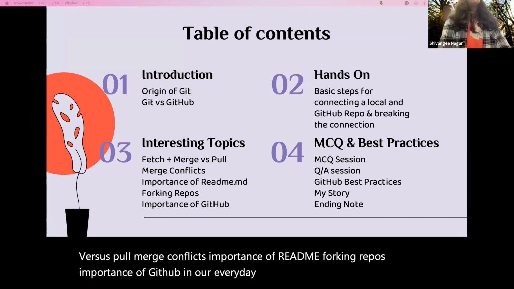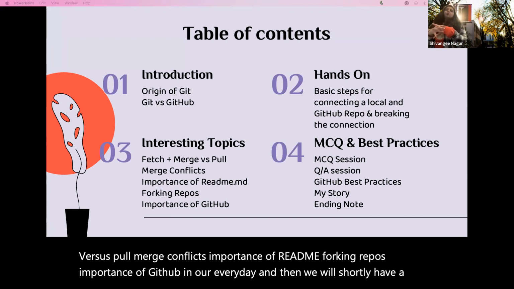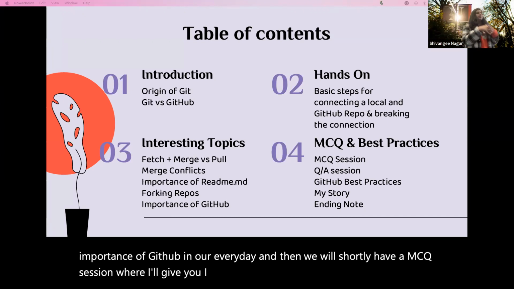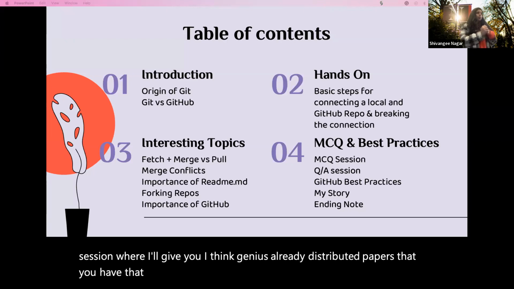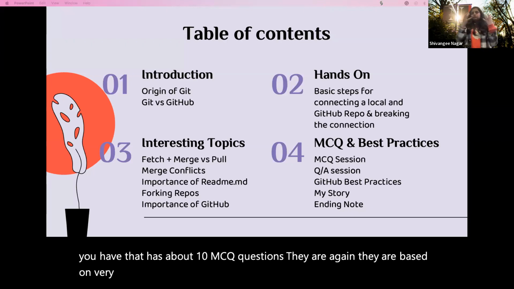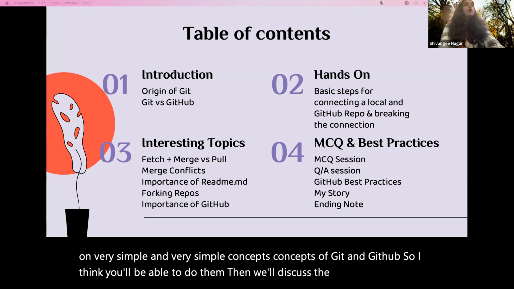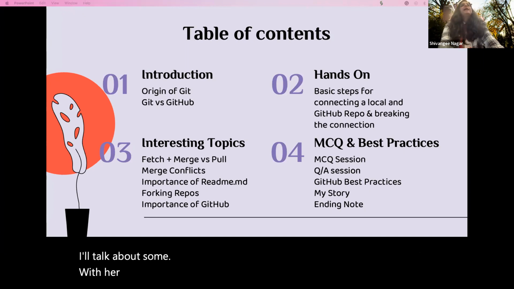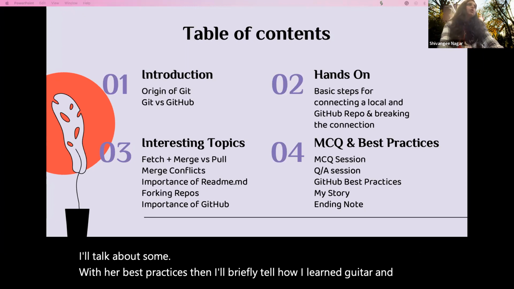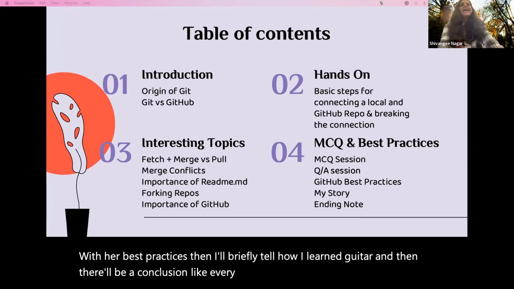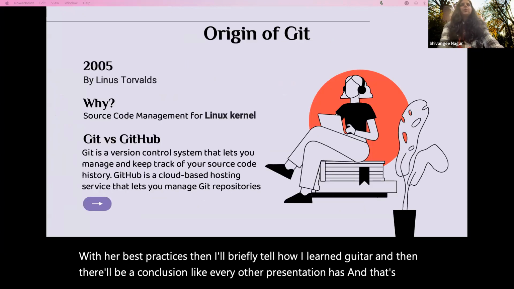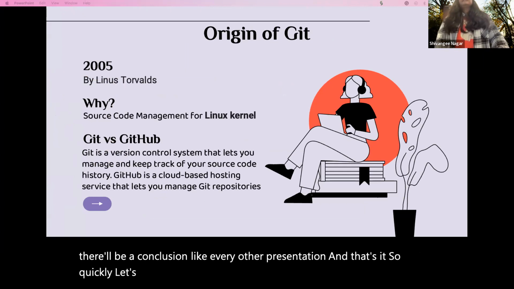And then we'll shortly have an MCQ session where I think Jenny has already distributed papers that have about 10 MCQ questions. They are based on very simple concepts of Git and GitHub, so I think you'll be able to do them. Then we'll discuss the answers. I'll talk about some GitHub best practices. Then I'll briefly tell how I learned GitHub. And then there'll be a conclusion like every other presentation has. And that's it. So quickly, let's start today's agenda.